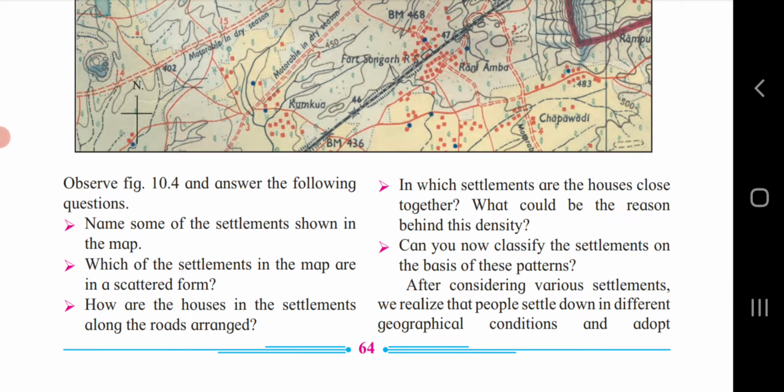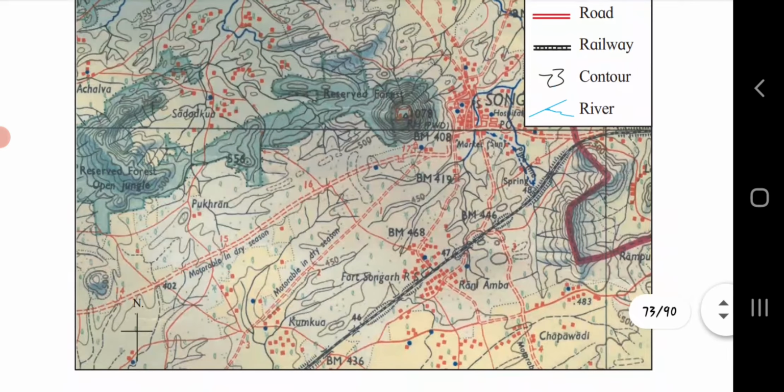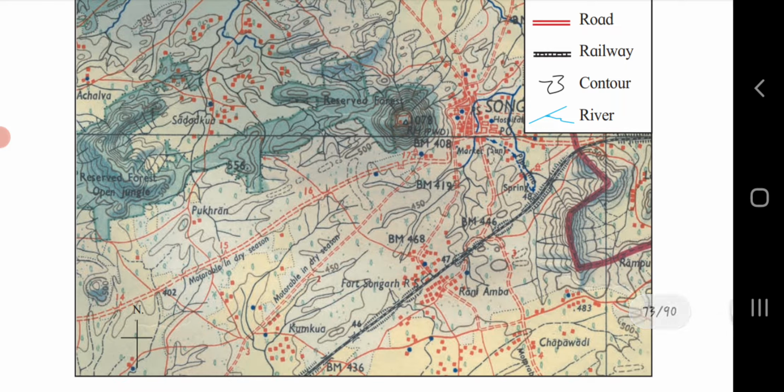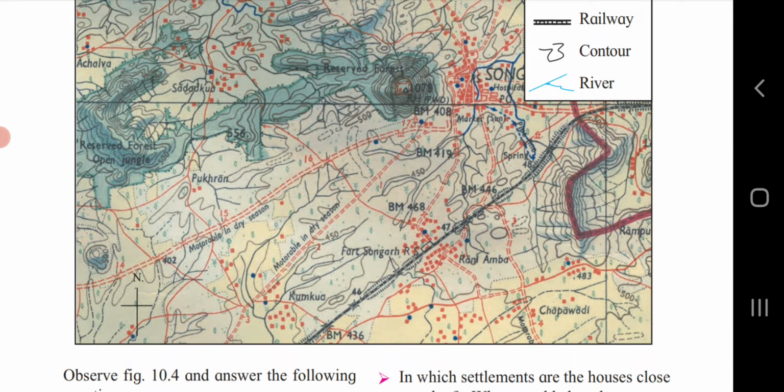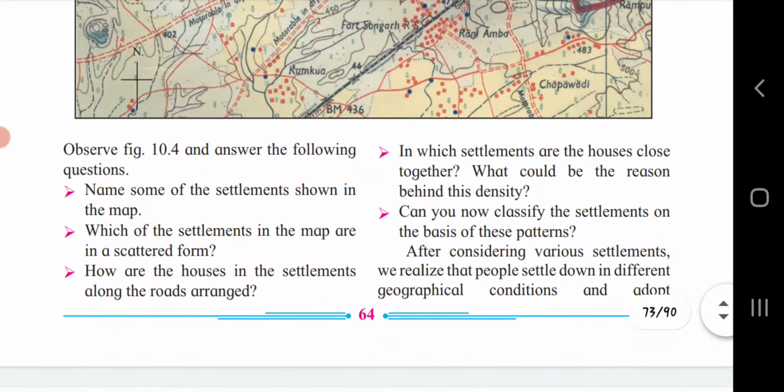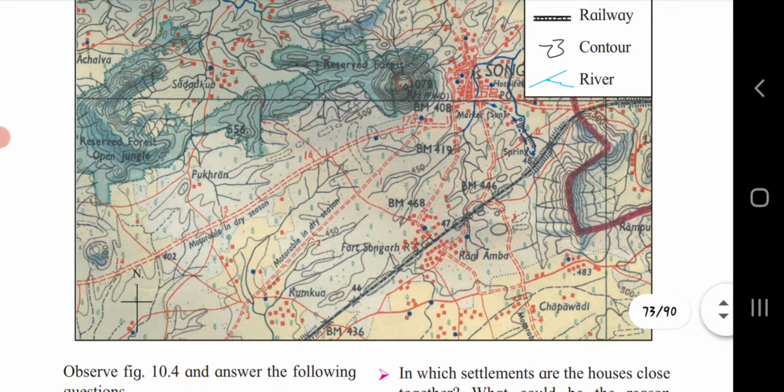Which of the settlements in the map are in a scattered form? If you will see here, the settlements of Achalwa, Pokhran, Sadaduka and Chappawadi shown in the map are in a scattered form. How are the houses in the settlements along the roads arranged? Along the roads, the houses are arranged in a linear pattern, in a line near the roads.